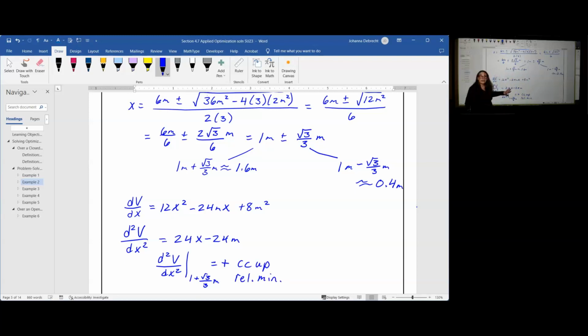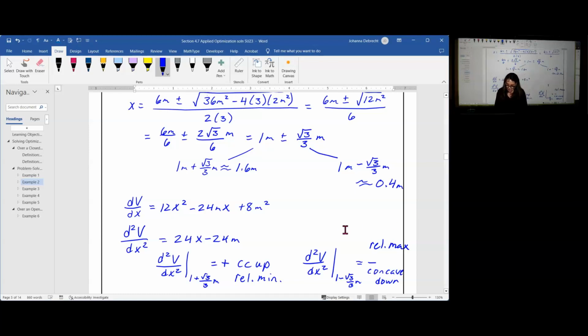So I need to evaluate the second one at the second derivative. When I substitute 0.4 in here, it makes the first term smaller than 24, which causes it to be negative. Because it's negative, I have a relative maximum, which is what I'm looking for. It doesn't mean that the 1.6 didn't solve the problem. It just doesn't solve the application problem that I'm trying to work. So the one I'm looking for is 1 minus square root of 3 divided by 3.